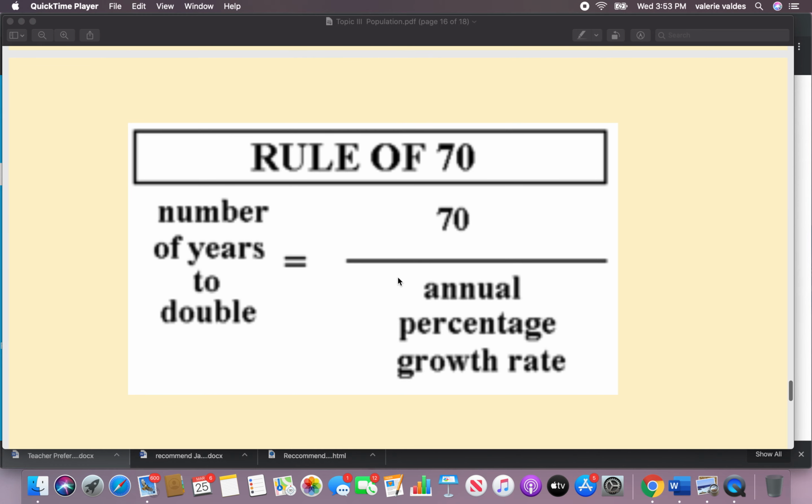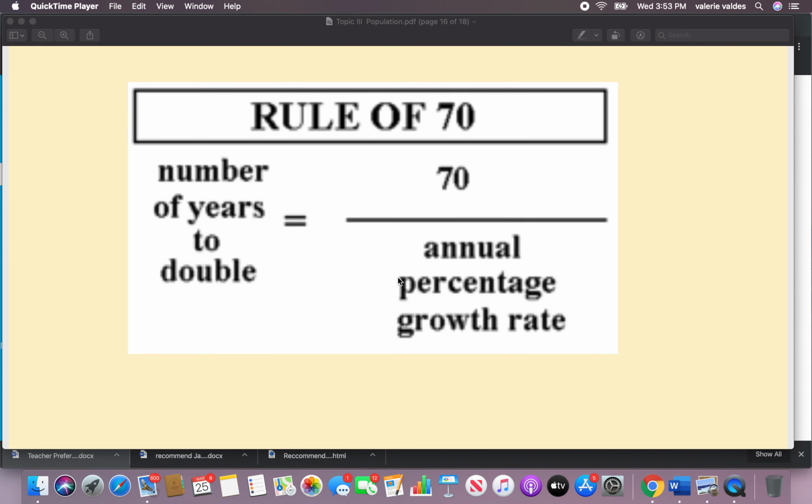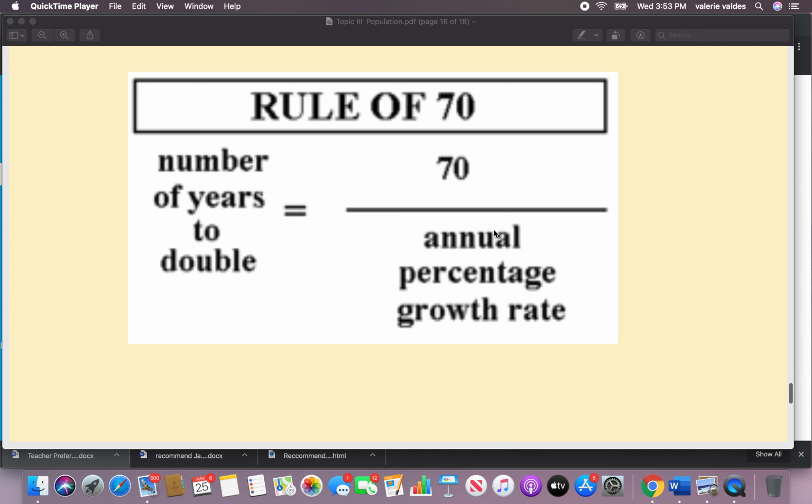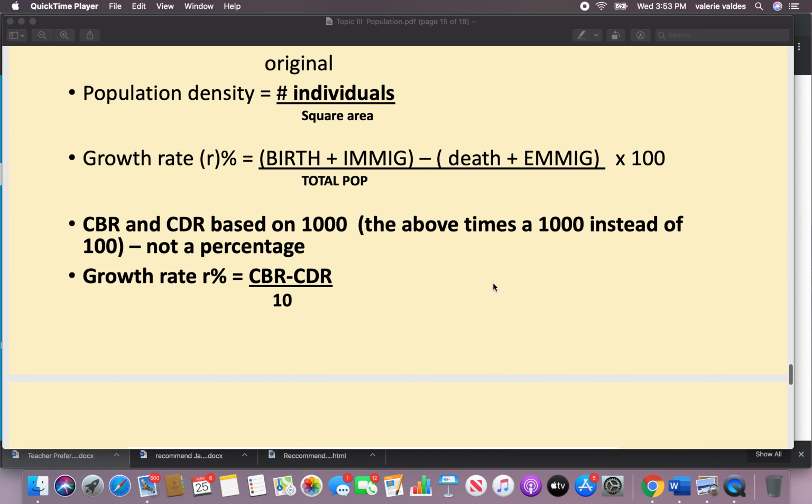This was another one, the rule of 70. Remember, that is used to predict how long will a population take to double in size. And you take 70 divided by R, and R is always a percentage.